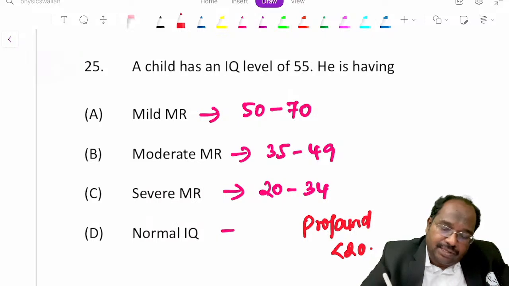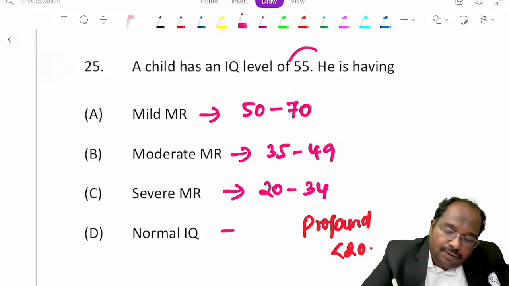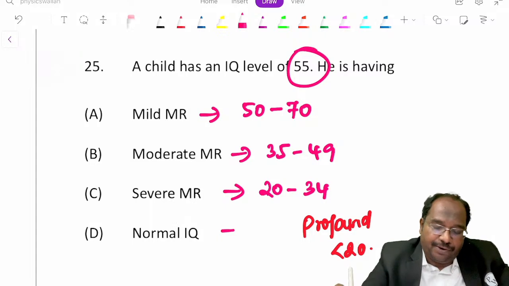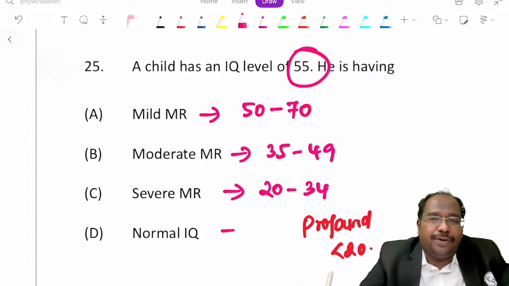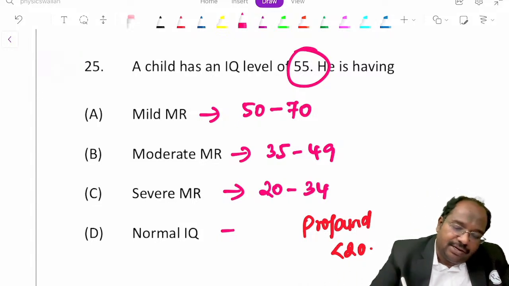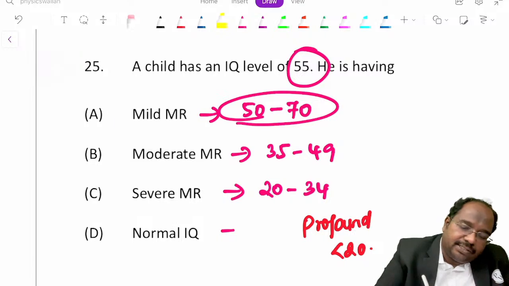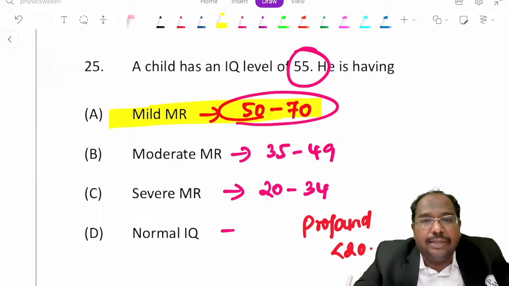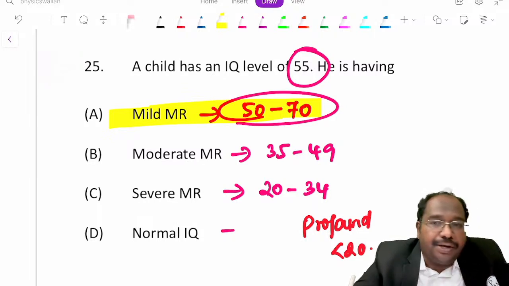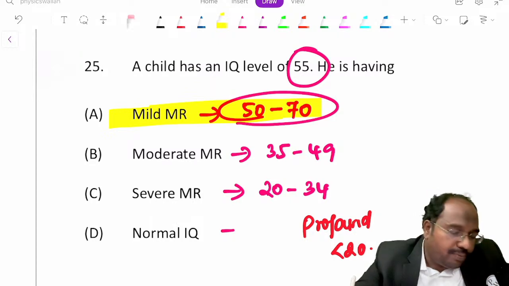So what is the question here? The IQ level is 55. Is 55 moderate? 50 to 70, it is within that range. So this is mild MR. Moderate means 35 to 49, severe means 20 to 34, and profound means less than 20.